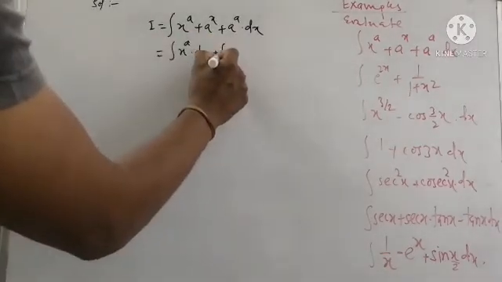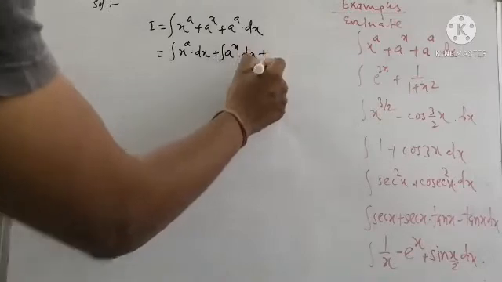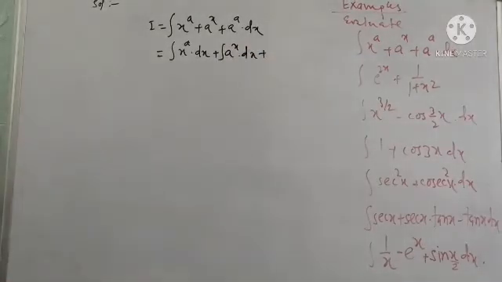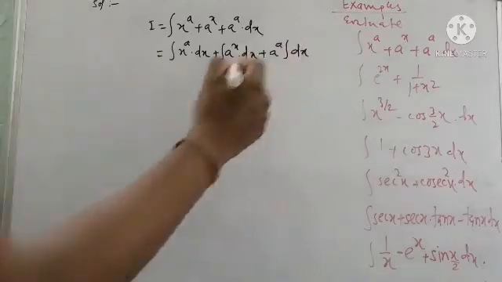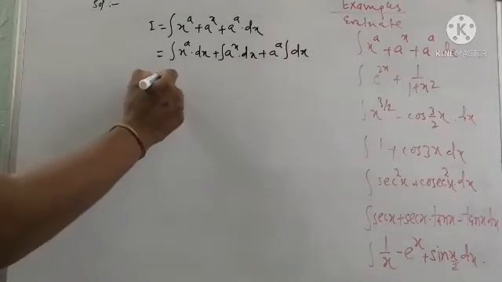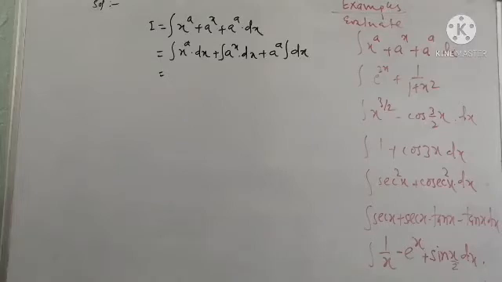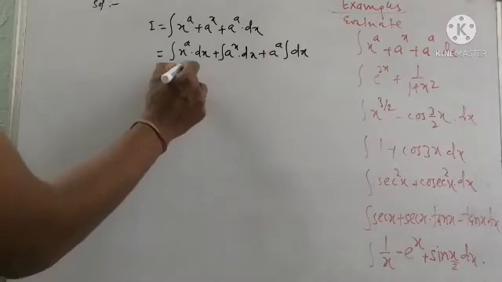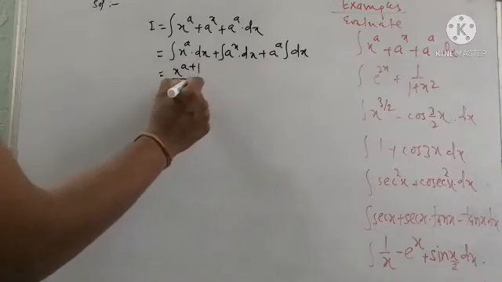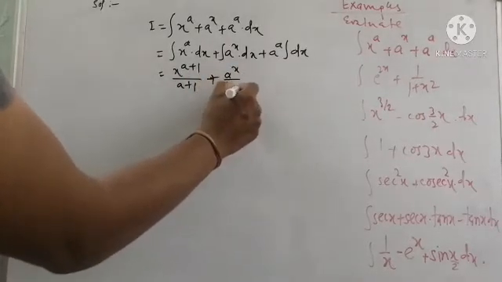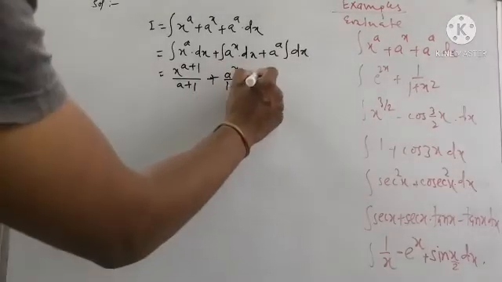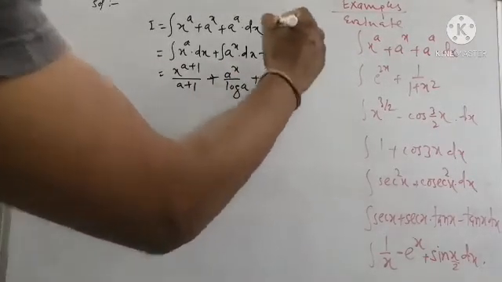Now the second term is the integration of a raised to x dx, plus a raised to a, which is a constant. As we know, a constant is always taken outside the integration, so we take a raised to a outside and get the integration of dx. Now x raised to a is a power function. By the formula of integration we increase the power by 1, so x raised to a plus 1 divided by a plus 1. Plus a raised to x is an exponential function, which has the standard integration a raised to x divided by log of base a. Plus a raised to a remains as it is, and the integration of dx is always x.